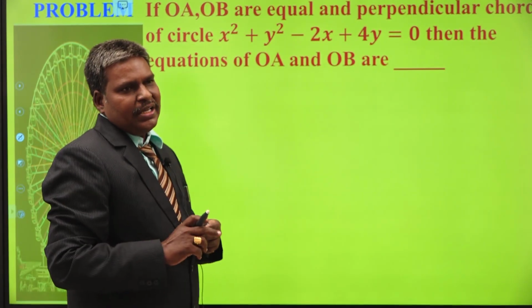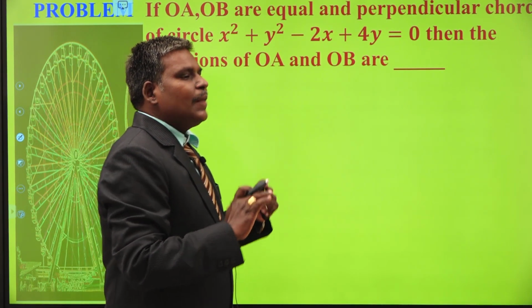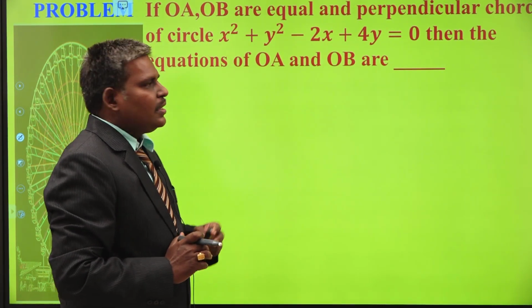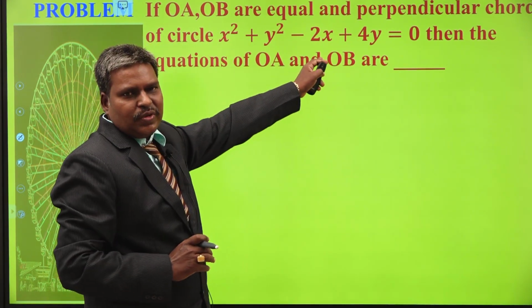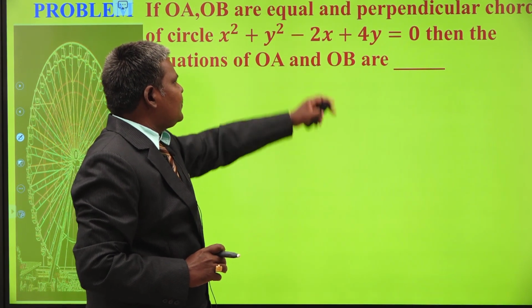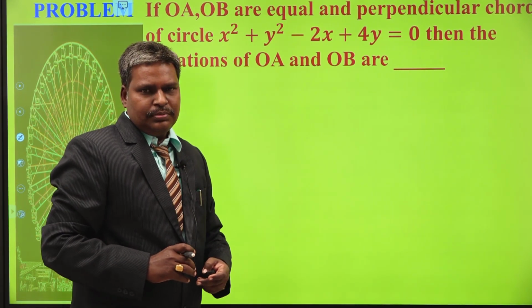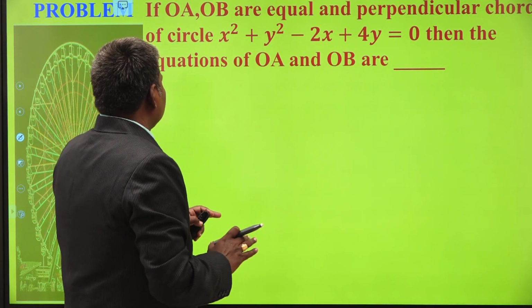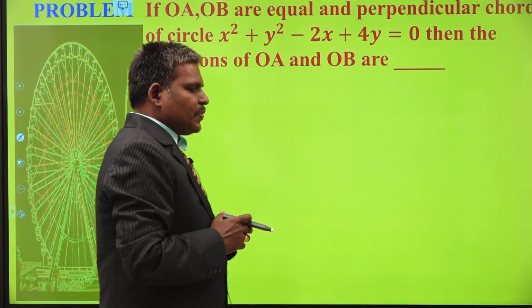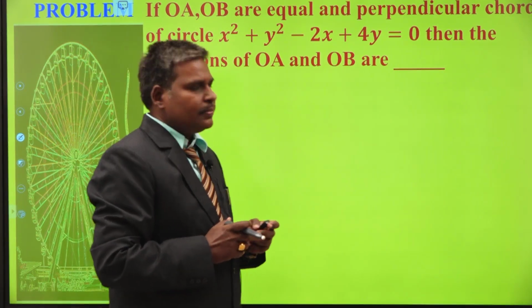Listen carefully. Read the question thoroughly once again. OA and OB are two equal and perpendicular chords of the circle. Does O lie on your circle or not? Yes, your circle passes through the origin. What is the center of the circle? 1 comma minus 2. Understand? Then we are going to find the equations of OA and OB.